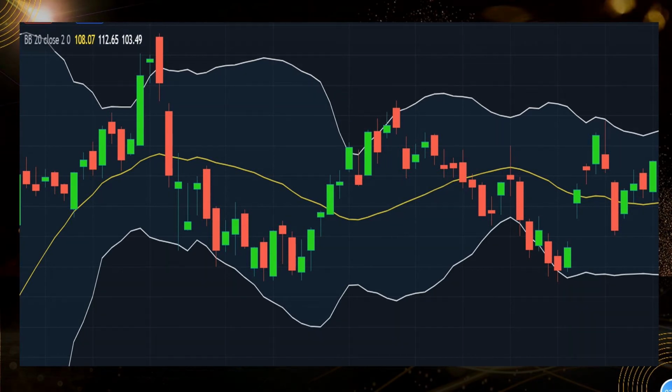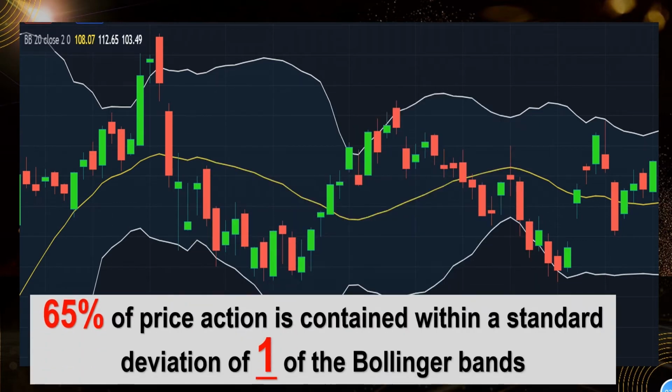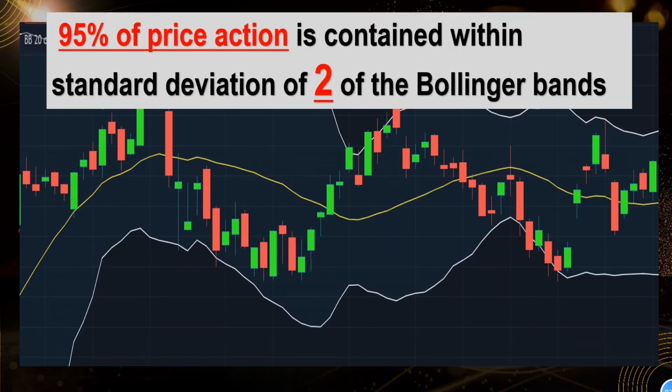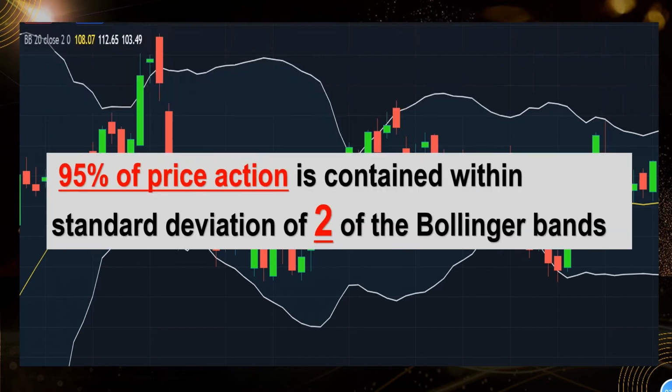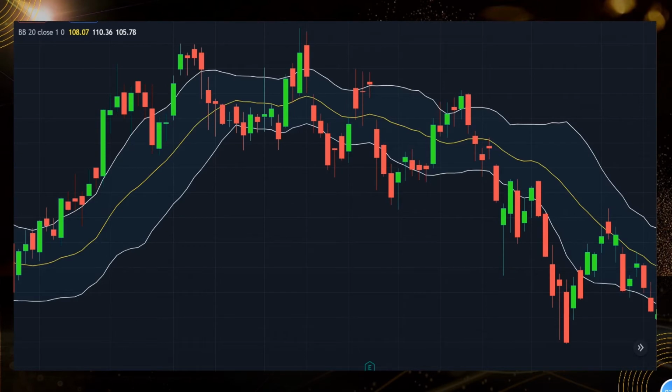Now, regarding standard deviation of the Bollinger Bands, what is it? The standard deviation is basically a number expressing how much the value of price differs from the mean value. Prices will distribute around the simple moving average. Around 65% of price action is contained within a standard deviation of one of Bollinger Bands. Around 95% of price action is contained within standard deviation of 2 of the Bollinger Bands. Almost 99% of the price action is contained within the standard deviation of 3 of the Bollinger Bands.